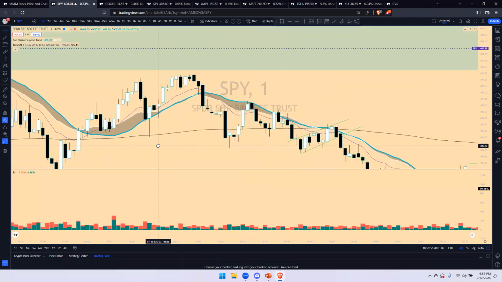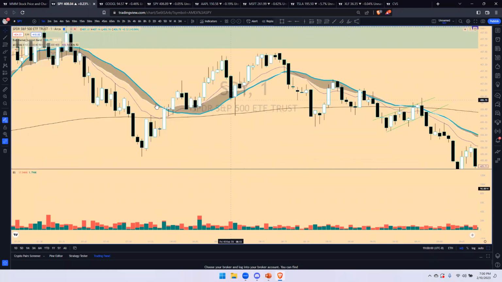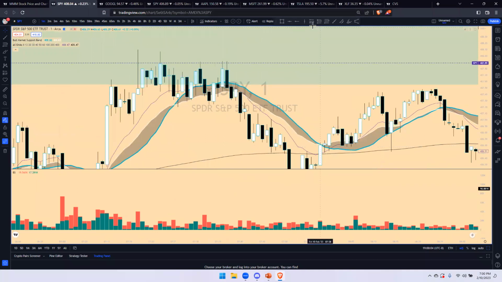Let's find another pattern. Again, I can do this. We can do this all day. It happens all the time, especially if you're doing it on the 1 minute. We'll go over again. So let me see this.